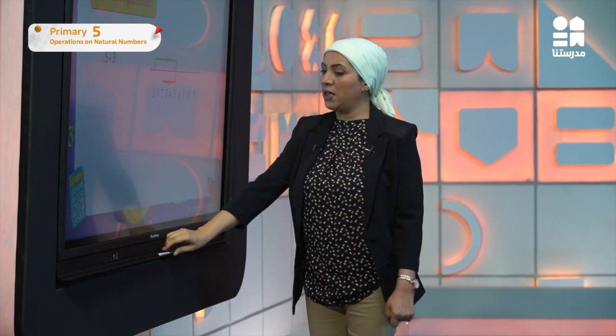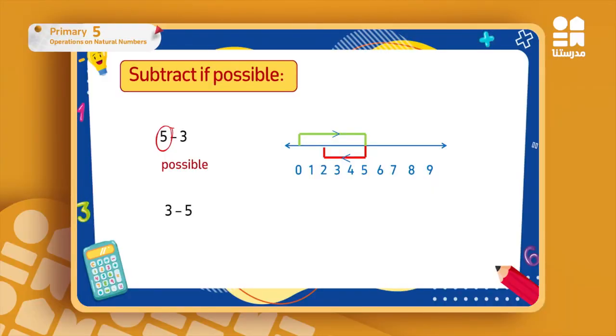Okay. Is it possible? Yes, it is possible. Why? Because the first number here is bigger than the second one. Okay? So here, this one is bigger than the other one. Okay? Now, let's take the second question. 3 minus 5. Again, on the number line.